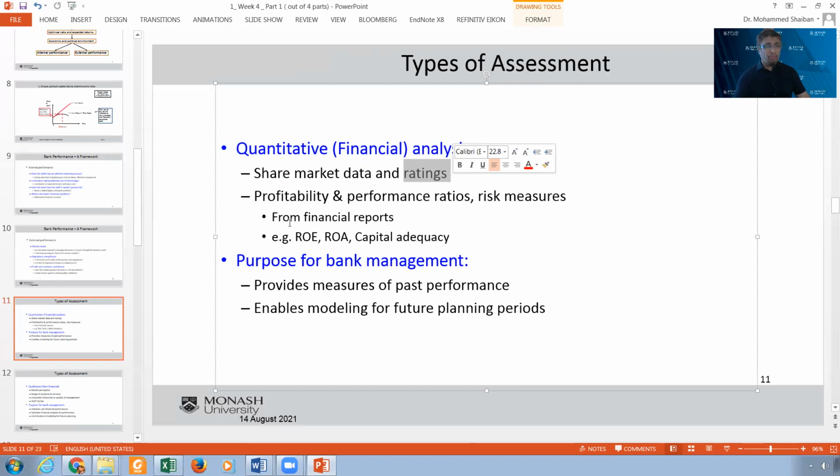We also look at the profitability. So we look at the market data. We look at how the regulators look at us. And of course, the rest is the financial ratios. What is the purpose of this? To provide measures of past performance, how we are doing actually, and let us know what we should do. How did we perform in the past and how are we going to do in the future. This is what we call enabling modeling for future planning periods, which means based on the past performance.